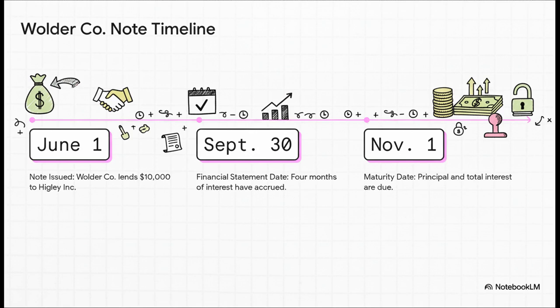Now, a really important date here is September 30th. That's the end of Wolder's accounting period. Even though no cash has been received, Wolder has earned 4 months of interest, and that needs to be recorded. Then fast forward to November 1st, the maturity date, when the whole amount, principal plus all the interest, is due.